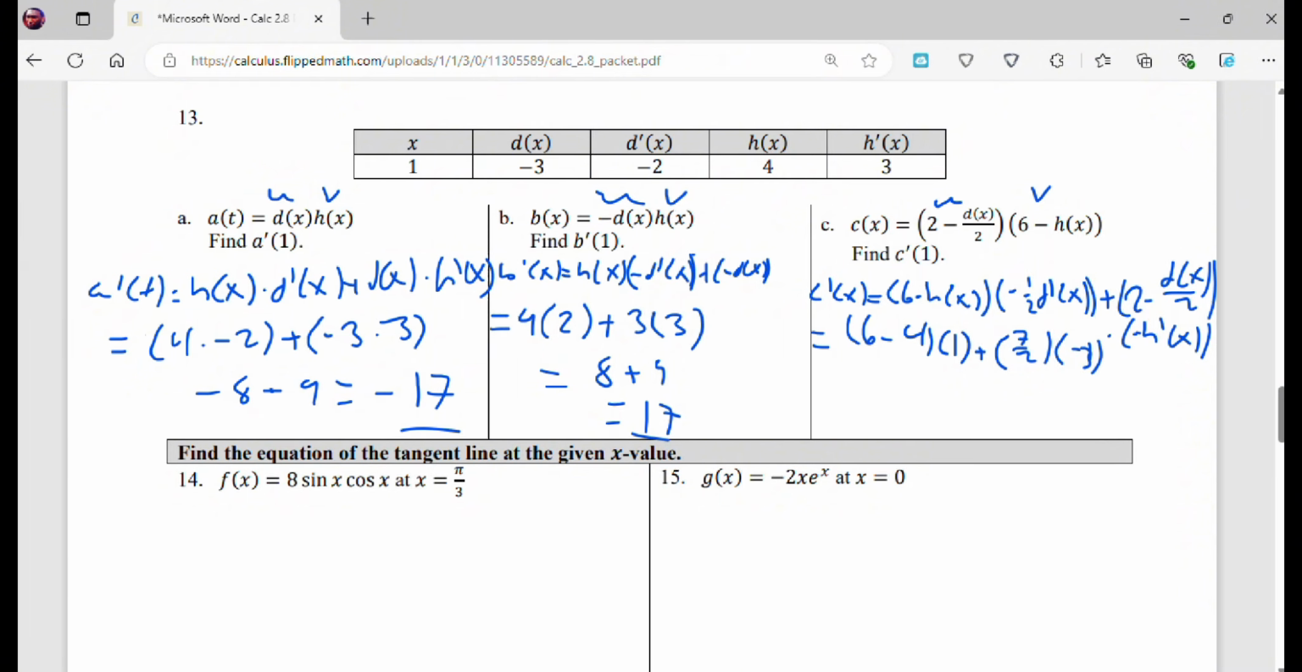So this is 2 minus 21 over 2. So this is going to be 4 over 2 minus 21 over 2. Negative 17 over 2. Okay.